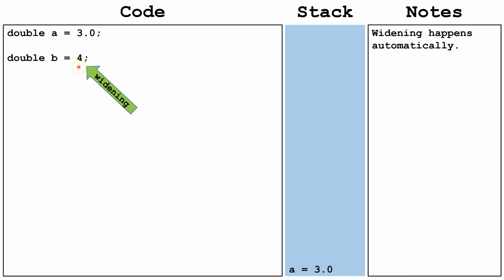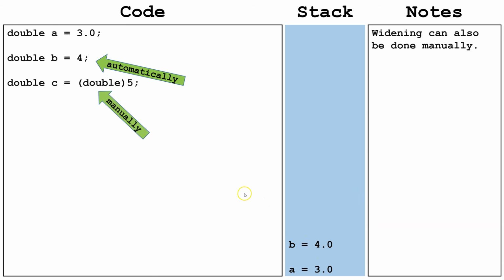Let's start by looking at some code. So here we have our code, here we have the data on the stack memory, and here we have some notes. We'll start by declaring a variable, a, of type double, and initializing it to be 3.0. Then we'll add it on the stack here. Next, we'll notice that here we're setting double b equal to 4. The 4 is an int, and the b is a double. This is what we call widening, because 4 needs to be widened to 4.0, adding precision. This can happen automatically, so then when we place it on the stack, it automatically converts it to 4.0.